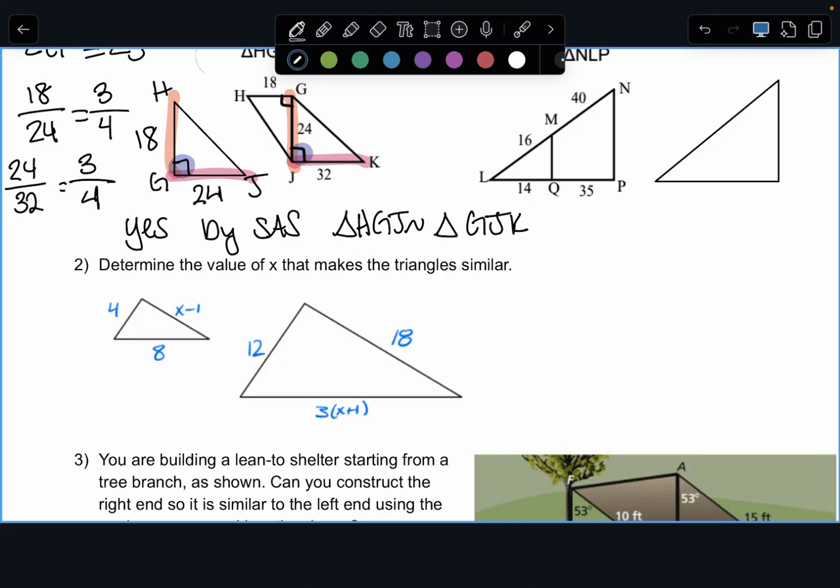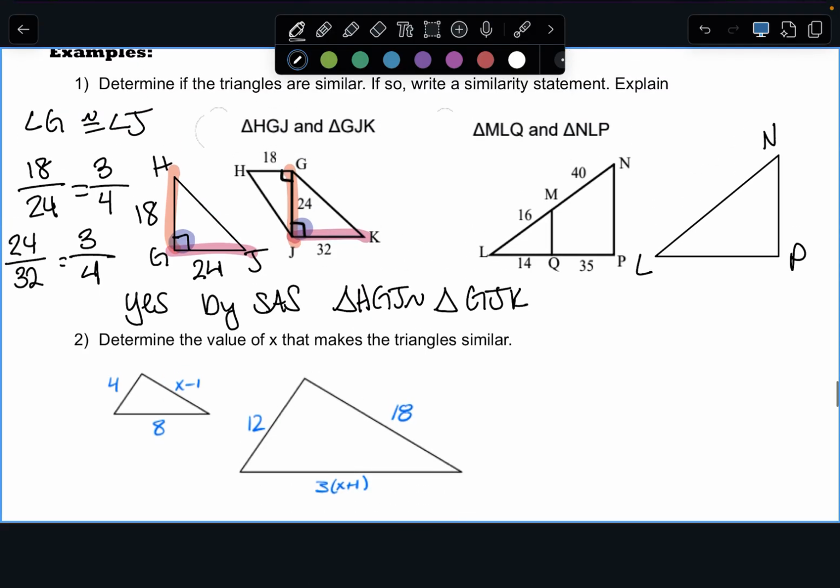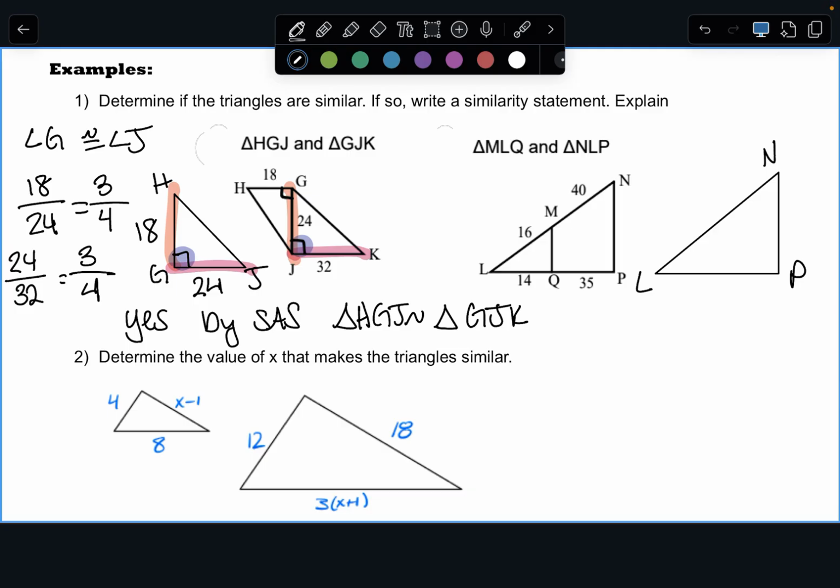That is LNP. Let's find out some things. How would I find the length of LN? Here's LN on this side. Adding both, 16, segment addition postulate. What's 16 plus 40? 56. So LN is 56.